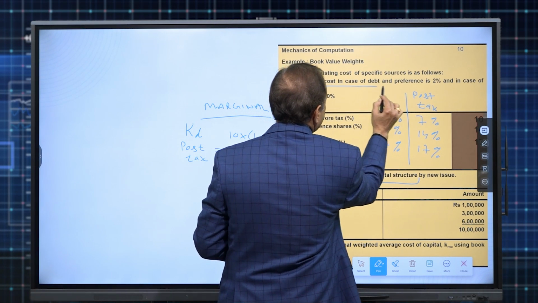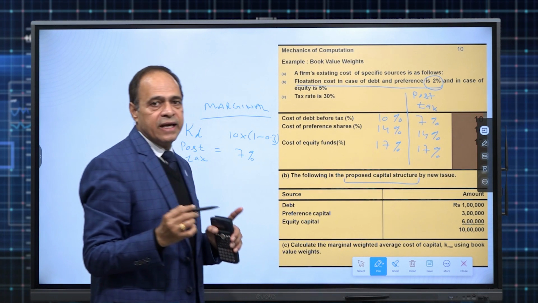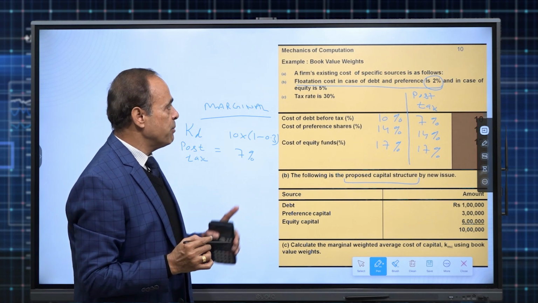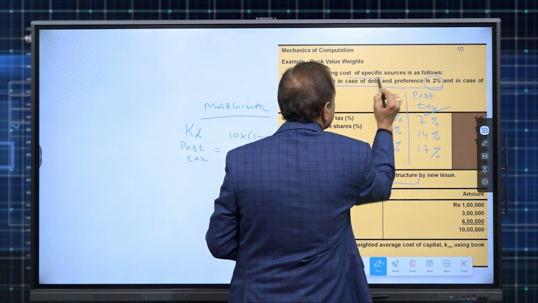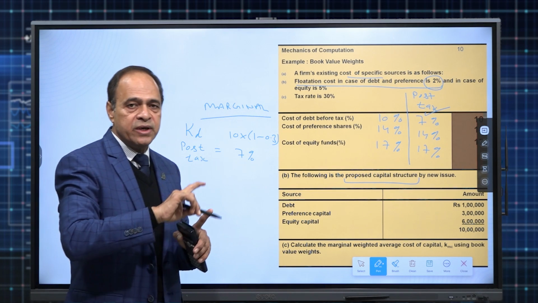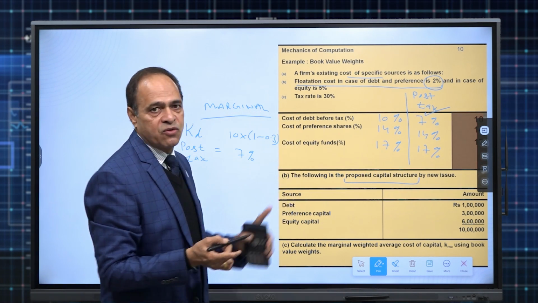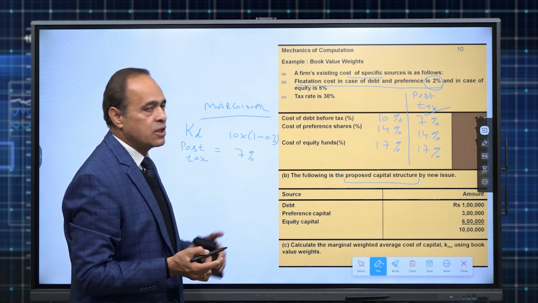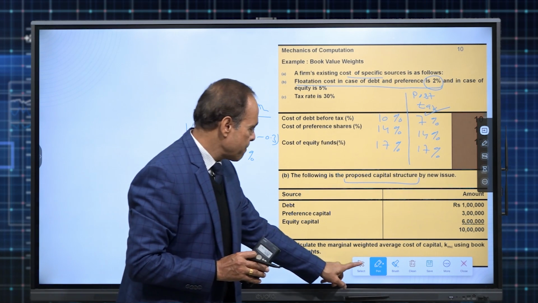Flotation cost in case of debt and preference is 2%. Now how to convert this existing cost into the cost of new funds? Because you remember this 7% is for the existing one, as we are given the existing specific cost. So we have to convert this existing cost into the specific marginal cost of debt, specific marginal cost of preference and specific marginal cost of equity. Now how do we do that? I'll show you in the next slide.